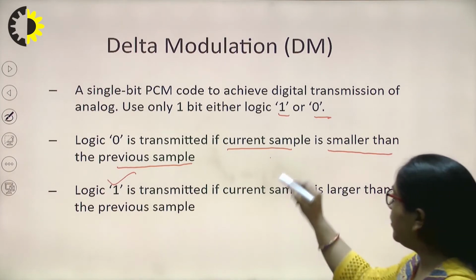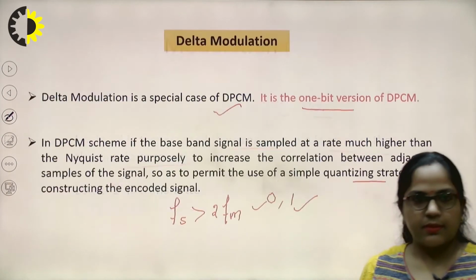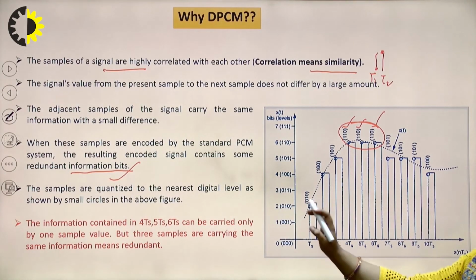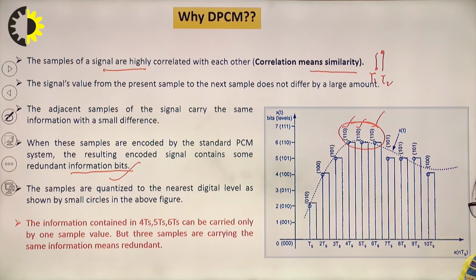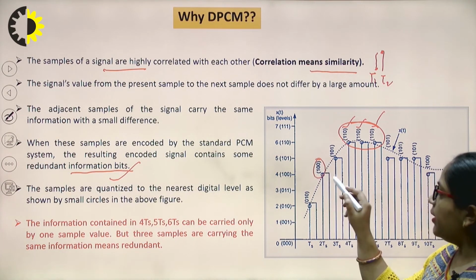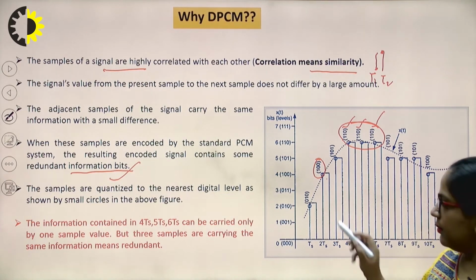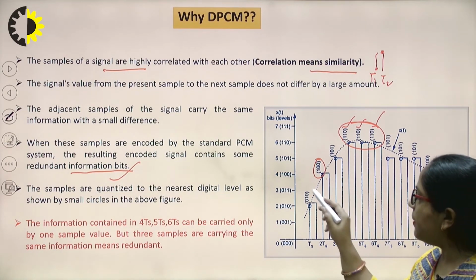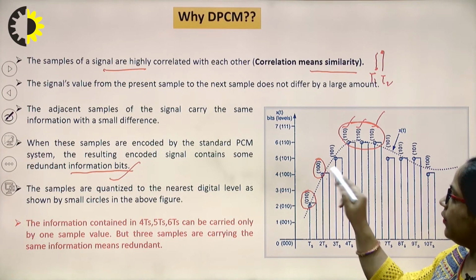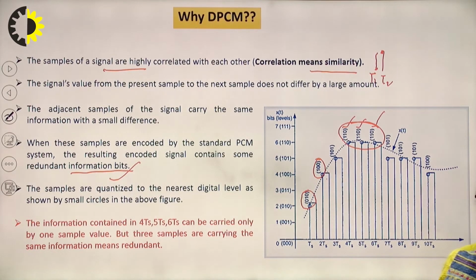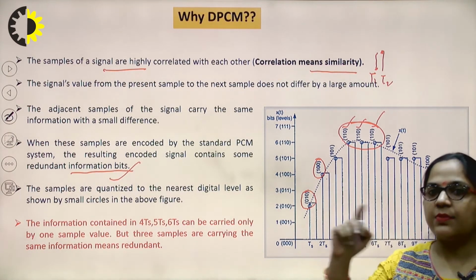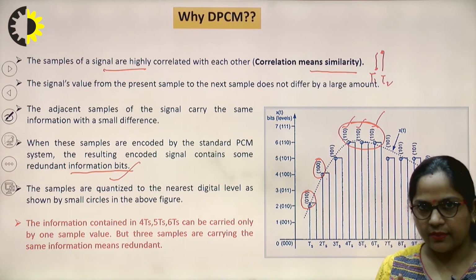For example, let us take this particular example. If we want to transmit with the help of delta modulation, we are considering, for example, this one. If we compare this sample with this sample, 2Ts with Ts, then the value at 2Ts is greater than that at Ts. Then the difference will be transmitted with the help of bit 1.